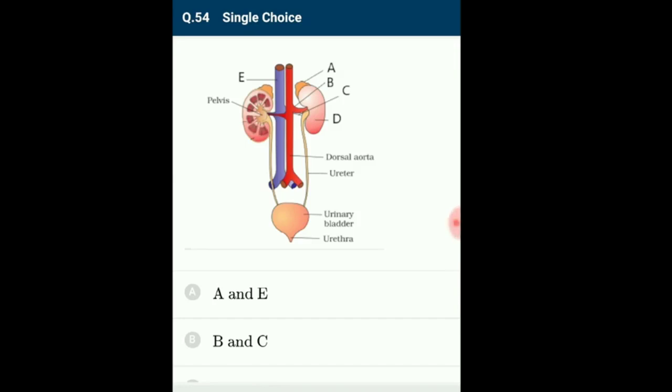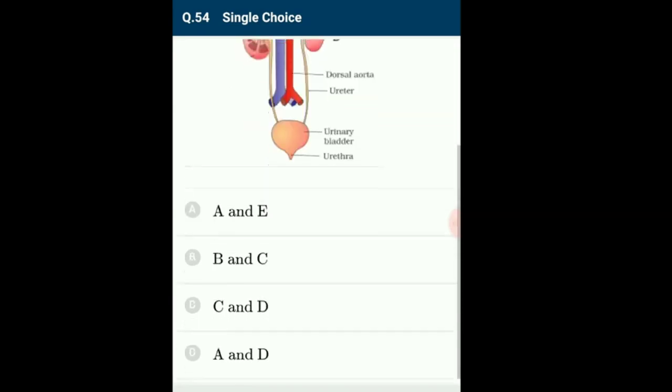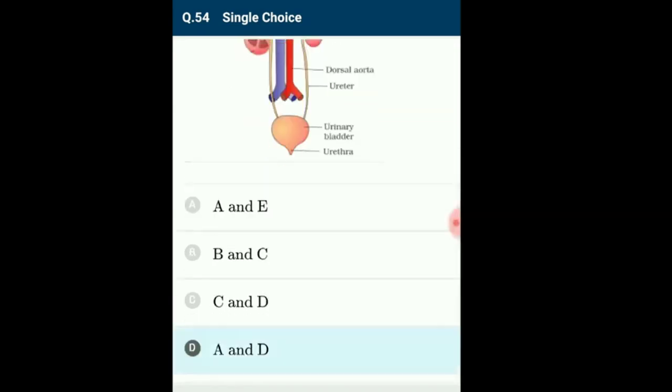The given diagrammatic representation: A represents adrenal gland, B represents renal artery, C represents renal vein, D kidney, E inferior vena cava. So the answer for this question is option D, A and D.